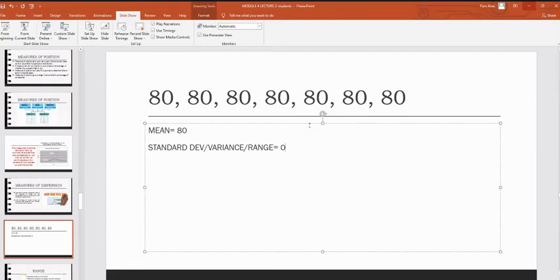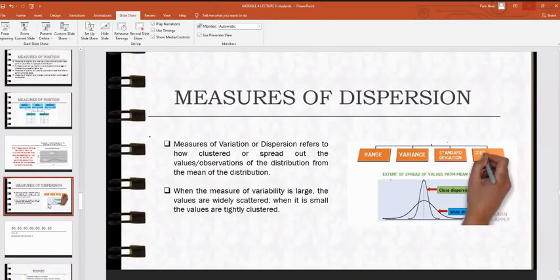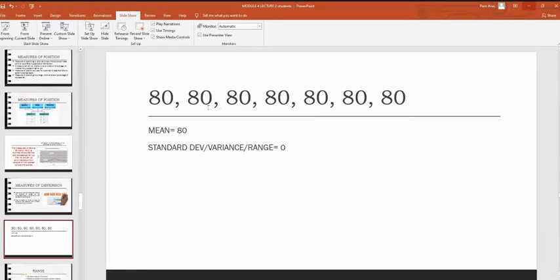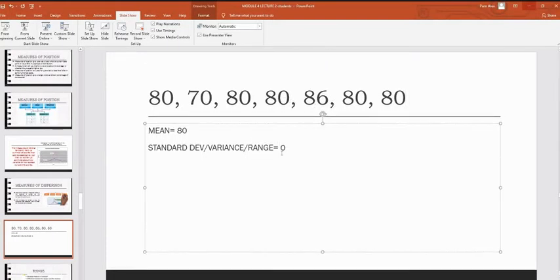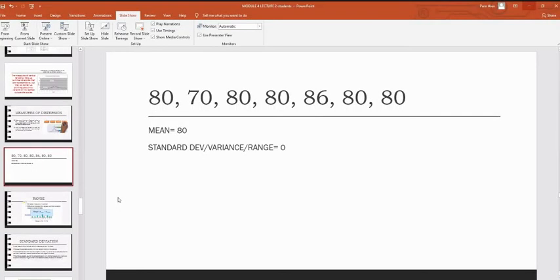We're talking of the standard deviation, variance, and range as the measures of dispersion, how spread apart or how clustered they are from the mean of the distribution. So kung walang dispersion, then that will be zero. But if this becomes 70, tapos biglang 85, 86, then notice some of these values vary or deviate from the mean. Then that's the time that we're going to use the formula for these measures.